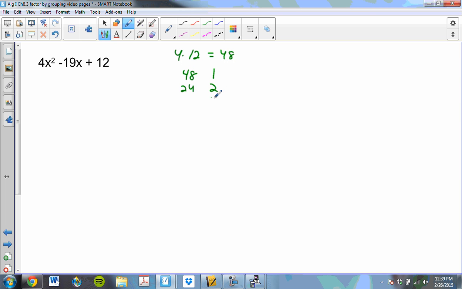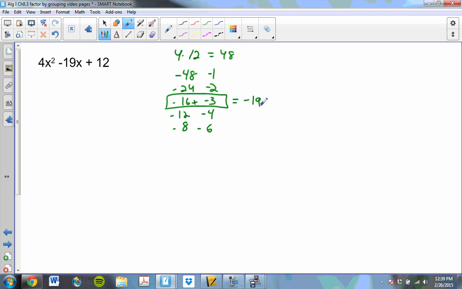So 48 divided by 3 is 16. 48 divided by 4 is 12. 48 can't divide by 5. 48 divided by 6 is 8. And 48 can't divide by 7. Well, I want these to add up to negative 19, so these are all really going to be negatives. The pair that adds up to negative 19 is this one right here. Negative 16 plus negative 3 is negative 19.